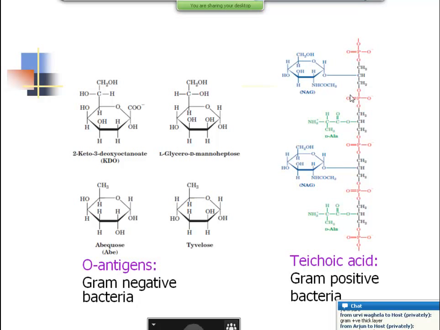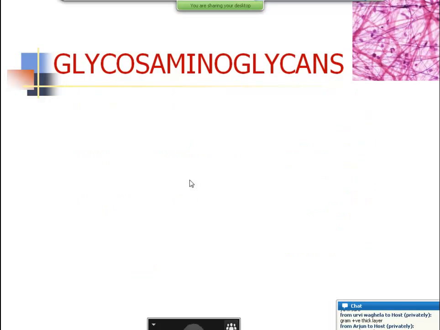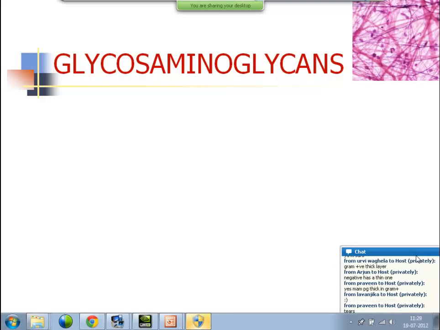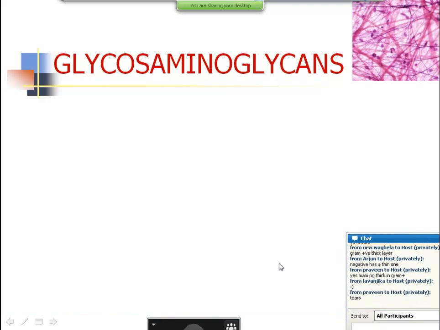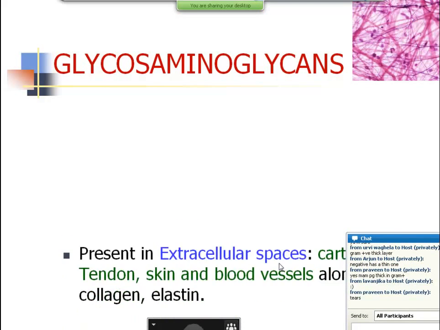case of gram-positive bacteria. In case of gram-negative bacteria, teichoic acid is absent. Instead, certain unusual monosaccharides are present called the O antigens. So they will again confer virulence in case of gram-negative bacteria. Alright, so that's about the peptidoglycan. Next, we need to understand the glycosaminoglycans.